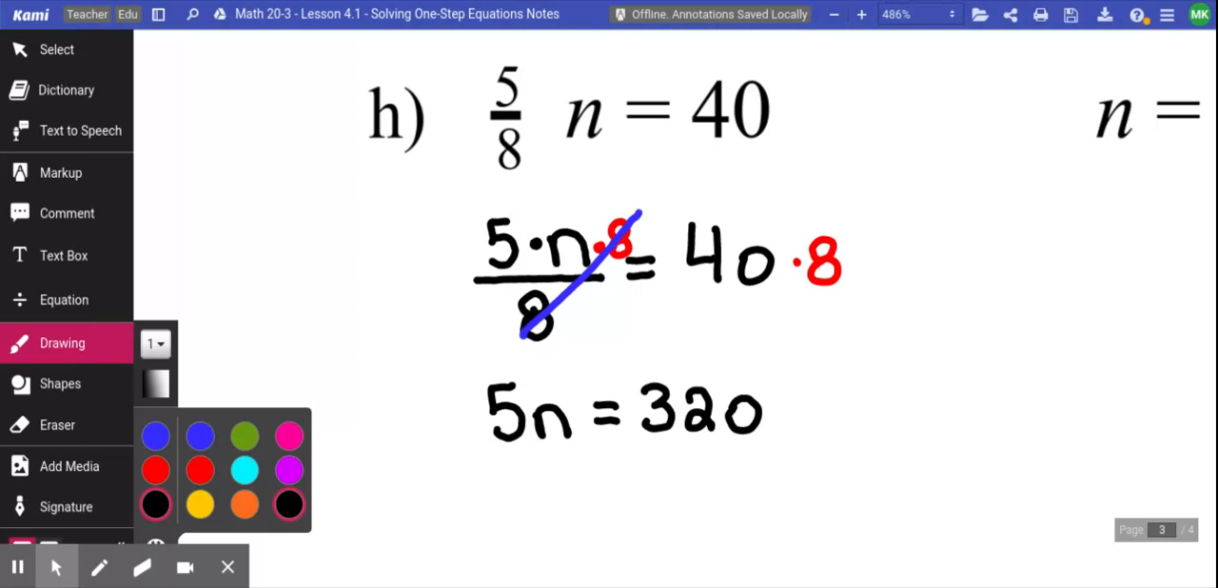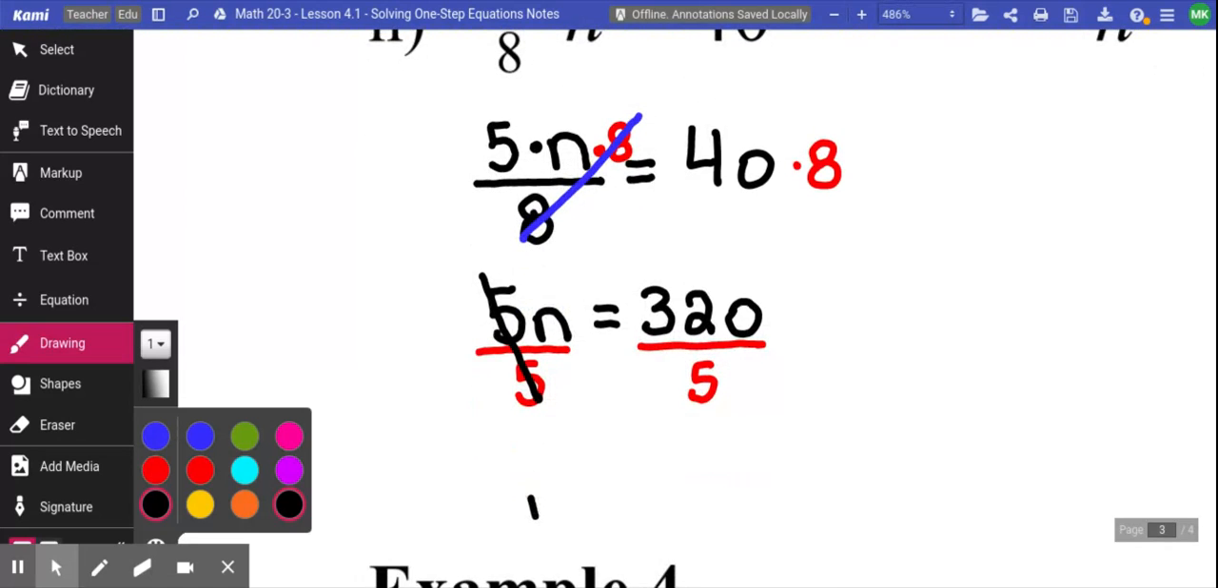Divide by 5. Divide by 5, right? Because this is 5 multiplied by n. The opposite of multiply is divide. So now I need to divide both sides by 5. That's how I like to tackle those questions. It helps us avoid using fractions, which is always a positive. You should get... What'd you get?